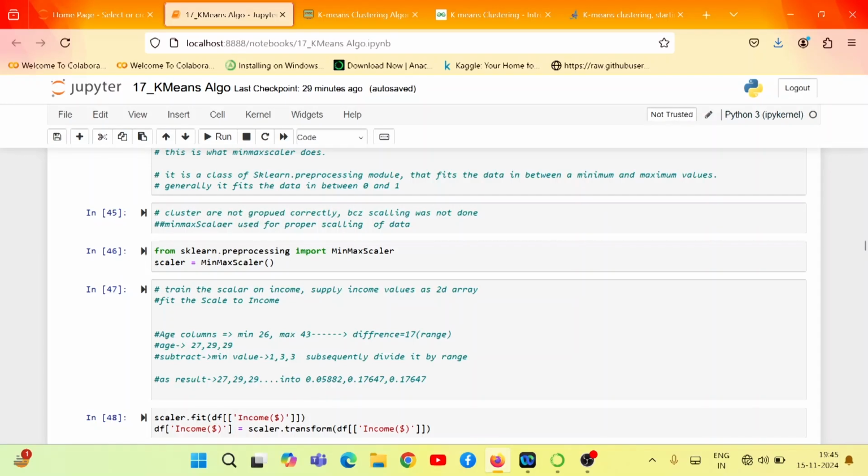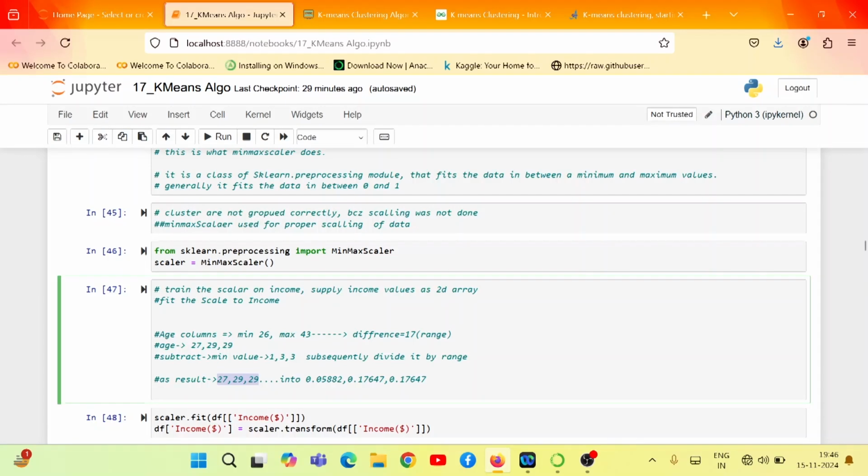After performing this operation, the original values 27, 29, 29, which were present in the column, are converted into 0.05882, 0.17647, 0.17647, and so on. You may see these values are in the range between 0 and 1 and represented in a uniform way, right? That is the important part. Now after this conversion, these values become suitable to be used for the k-means clustering model.